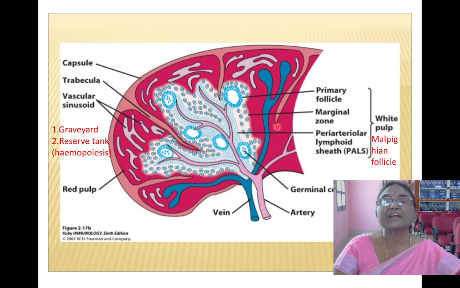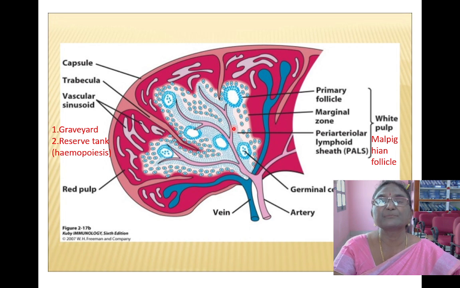Then here, the arrangement of lymphocytes was first described by a scientist named Malpighi. So in this inner part, the outer region is the red pulp, and the inner region is the white pulp. White pulp has the arrangement of lymphocytes in the inner region. It is also known as Malpighian follicle, because this arrangement of lymphocytes was first described by the scientist named Malpighi. This white pulp gets separated from the red pulp by a region that is the marginal zone.